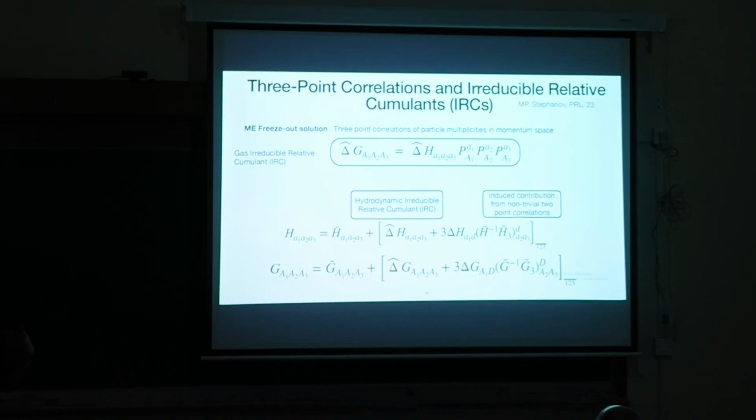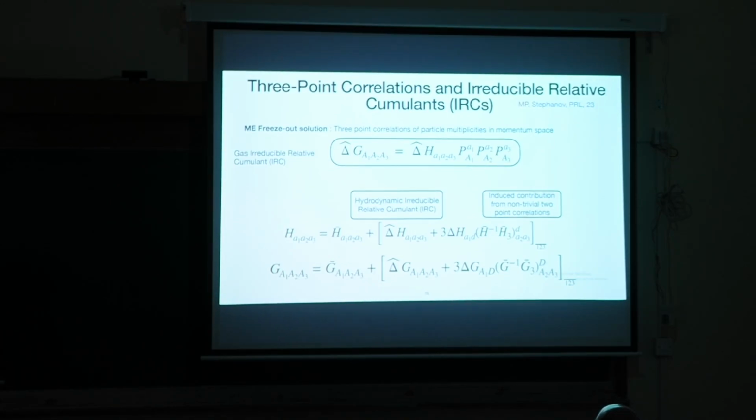So you can continue doing this kind of program and find that the 3-point correlations of the particle multiplicity are proportional to the 3-point correlations of hydrodynamic densities. But now this measure, which we call delta hat, is very different from delta or even the total correlations. So these are the irreducible relative correlations that come at that order.